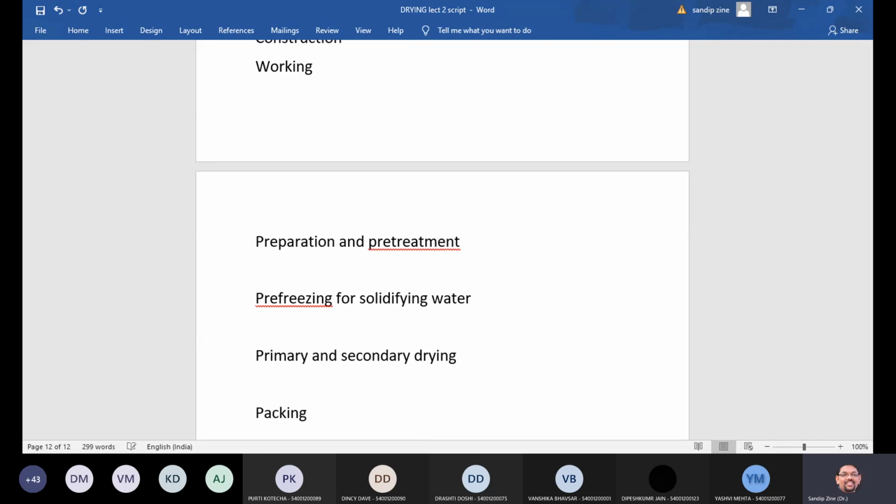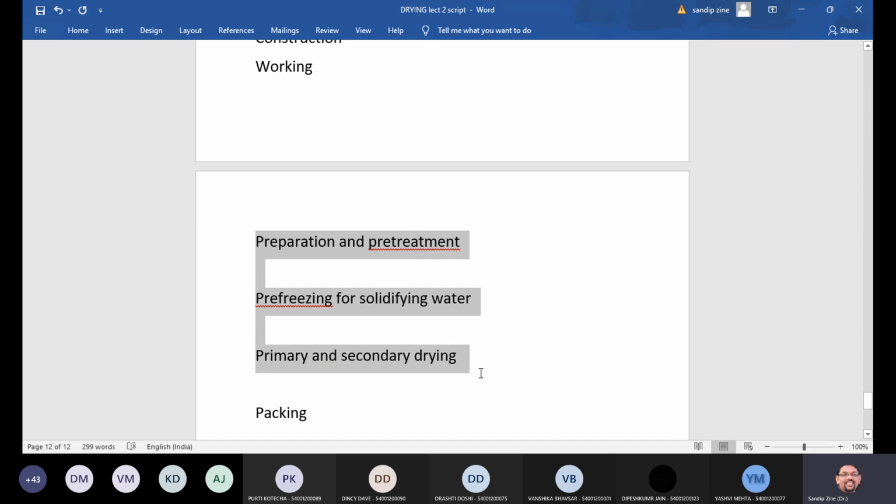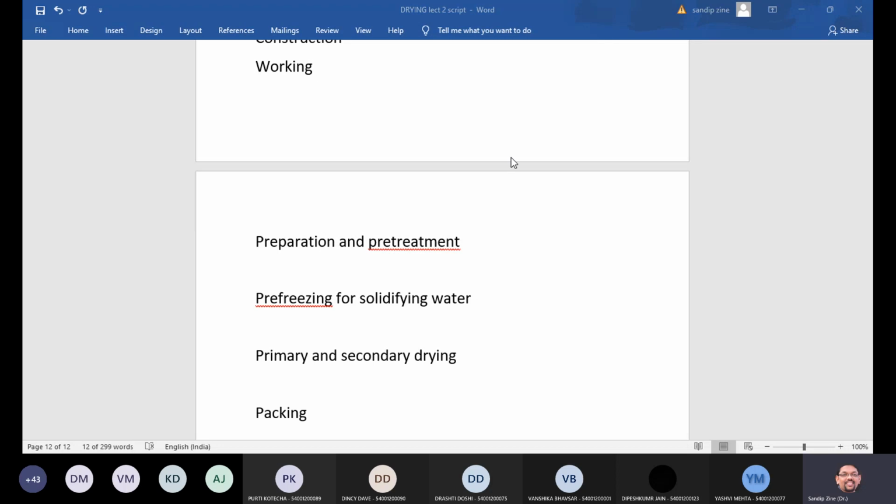Okay. So these are the four steps in working: preparation and pre-treatment, pre-freezing for solidifying water, primary and secondary drying, and packing. What can you add over here then in steps in the freezing process? What will happen in the first point? Anyone? Pre-treatment. What will happen in a pre-treatment?